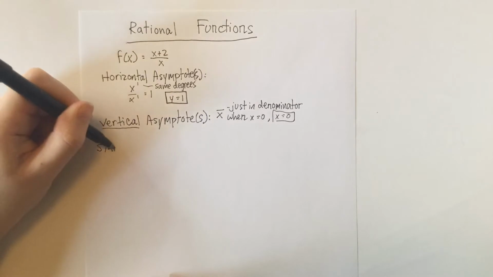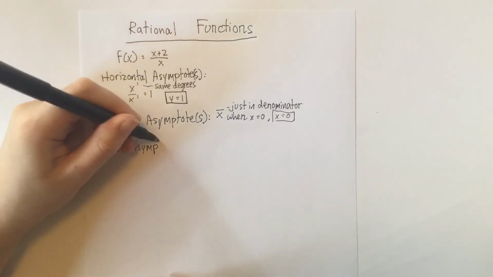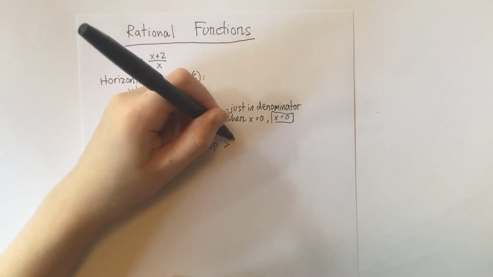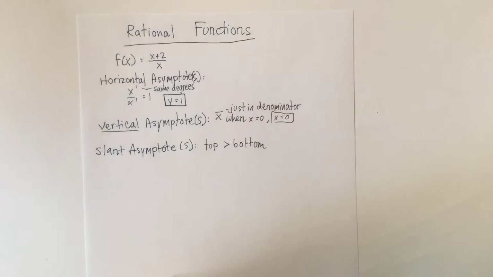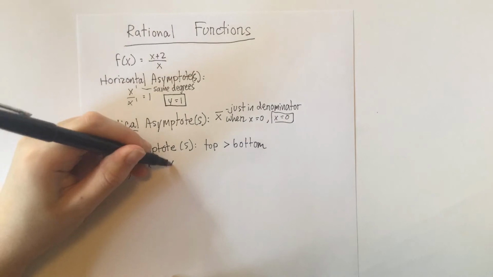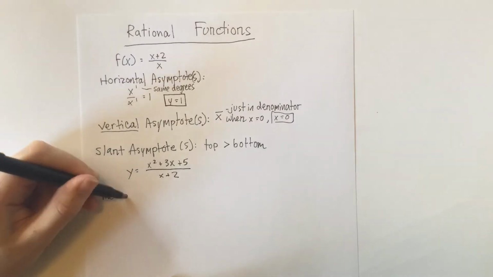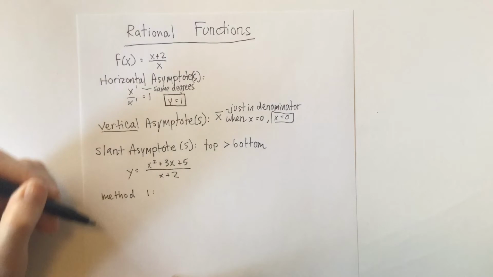Sometimes you have to use a slant asymptote because the horizontal asymptote doesn't exist. This is when the numerator, or top degree, is greater than the bottom degree, which is the denominator. There's two methods to do this. We're going to look at method 1, which is called synthetic division. For synthetic division, what you're dividing by has to have a degree of 1. Otherwise, you would have to divide multiple times, and it would be more complicated.